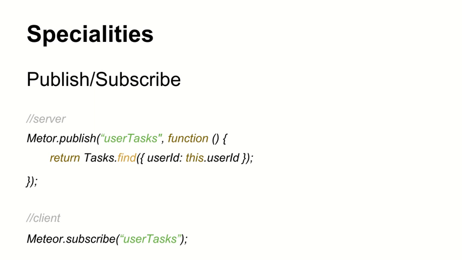Publish subscribe. You can publish data on the server and subscribe to them on the client. Data on the client are stored in Minimongo. Data are fully synchronized with the server.